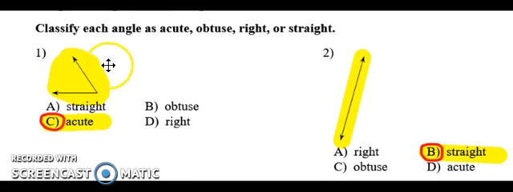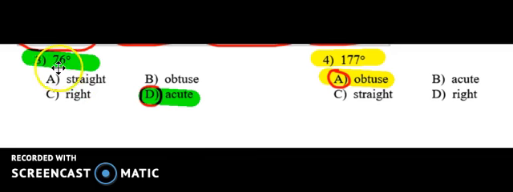In problem number 3, we have an angle that is less than 90 degrees, so that would be acute. In problem number 2, we have exactly a straight line, so that would be a straight angle because it's 180 degrees. In problem number 1, we have 76, which is less than 90, so that would be acute. In problem 4, we have 177 degrees, which is more than 90, so that would be obtuse.